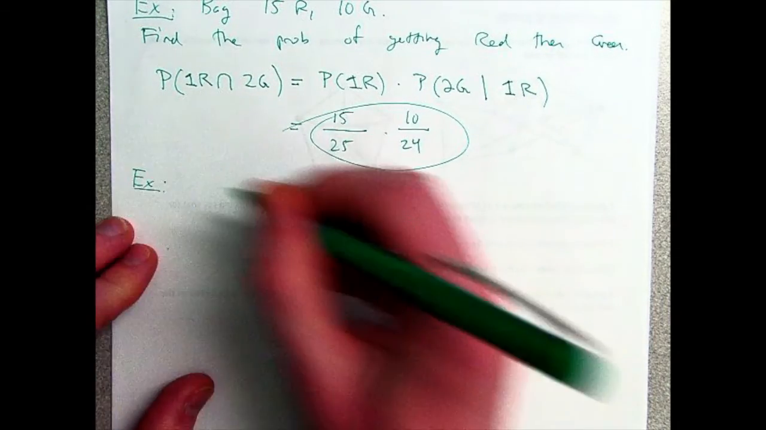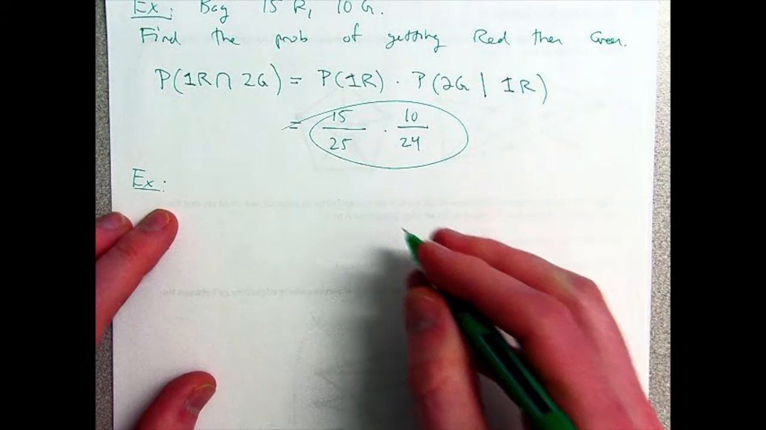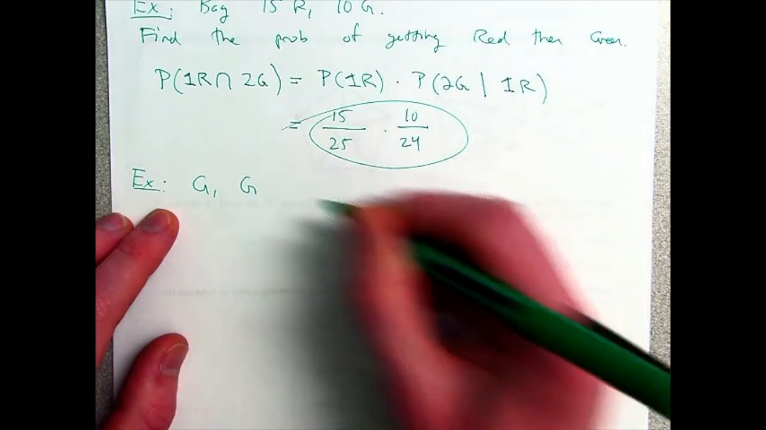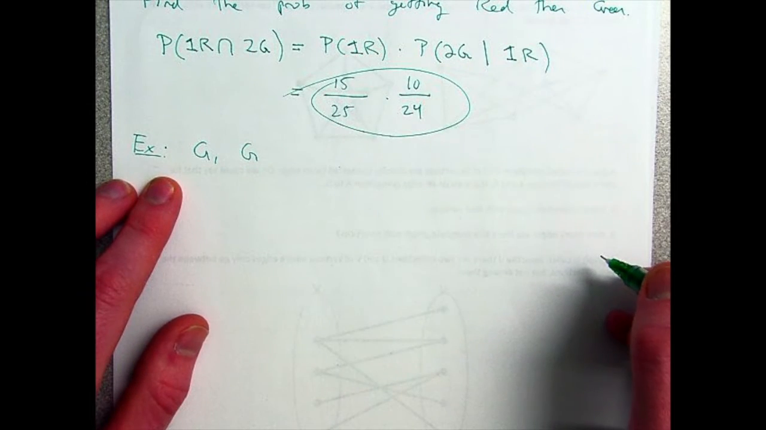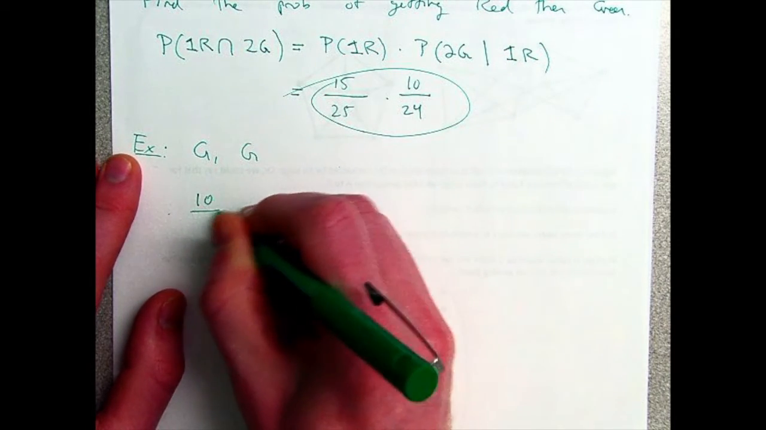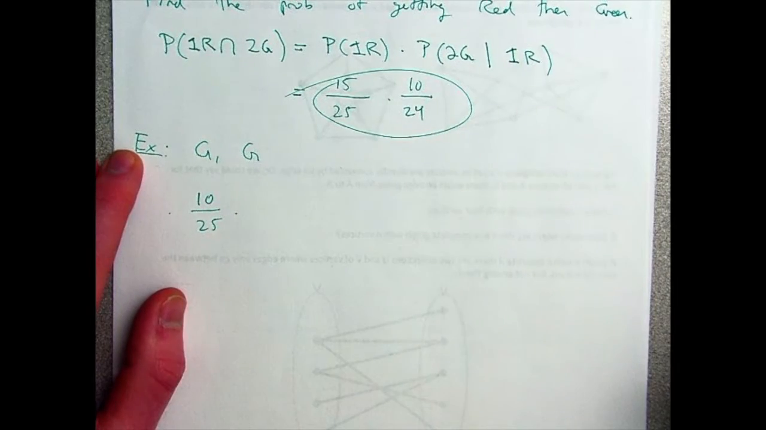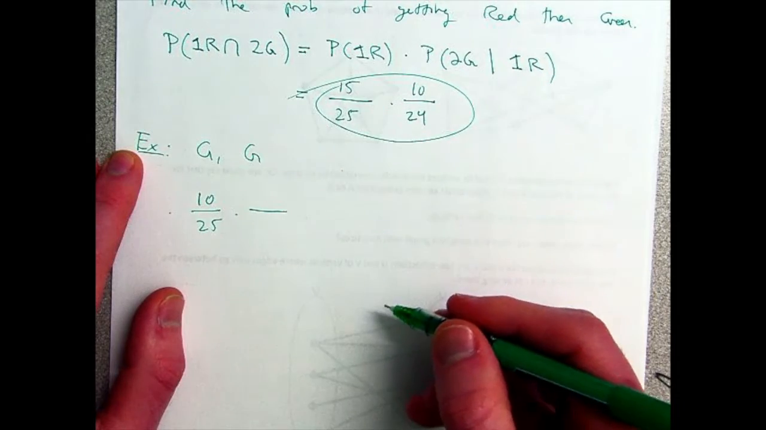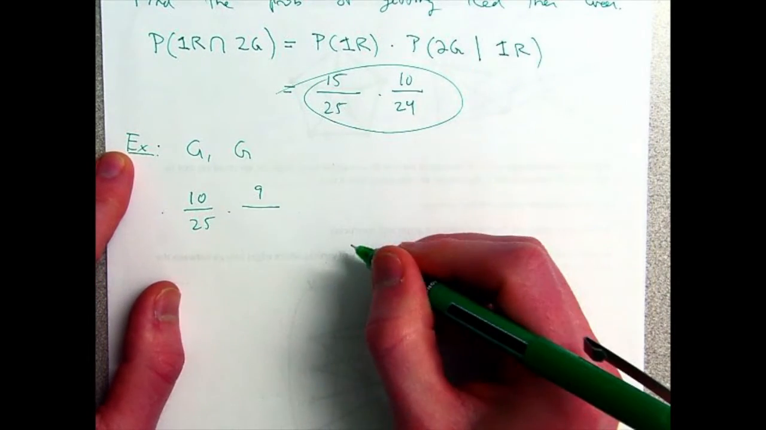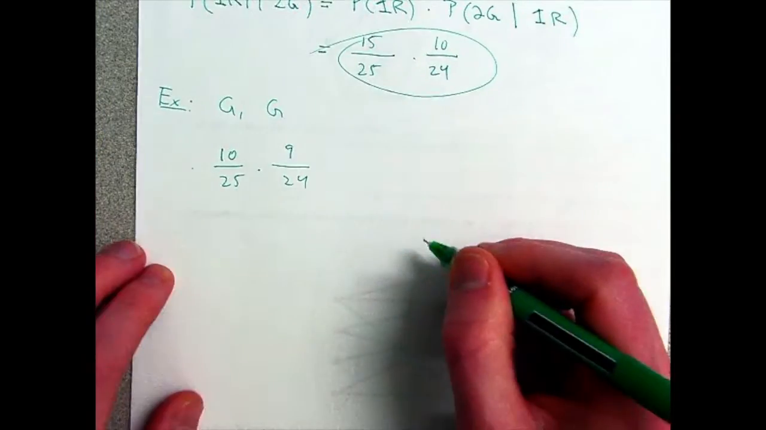As you'll see, if I do another example, same exact example, but this time let's say, what's the probability of getting green followed by green? Well, that's going to be the probability that the first marble is green, which is 10 out of 25, times the probability that the second marble is green, given the fact that the first marble was green. Given that the first marble was green, there are only 9 green marbles left in the bag out of 24. So that's what that would be.